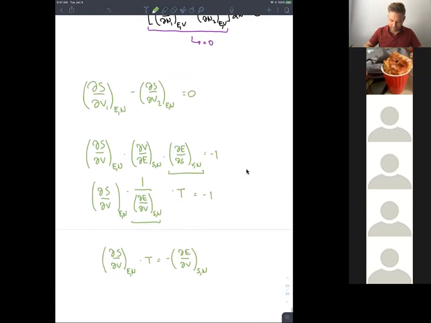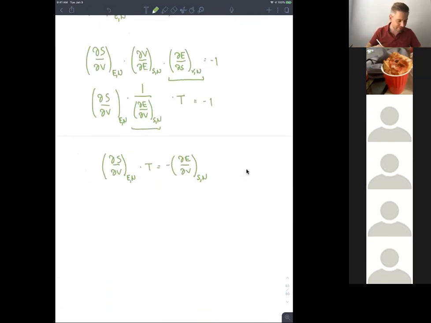So in other words, what we get from our triple product rule is that the pressure over the temperature is equal to ds dV. Okay, so this is from the triple product rule.